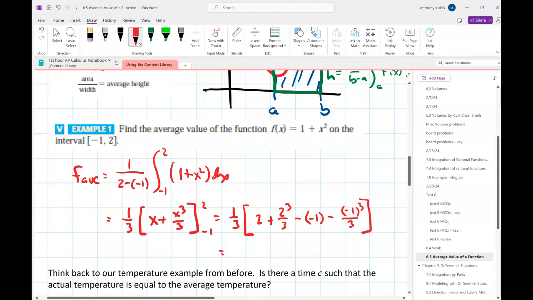So let's see, what do we got here? We have 1/3, and then we have 2 plus 8/3 plus 1 plus 1/3. That's going to be 6 times 1/3, so 2.